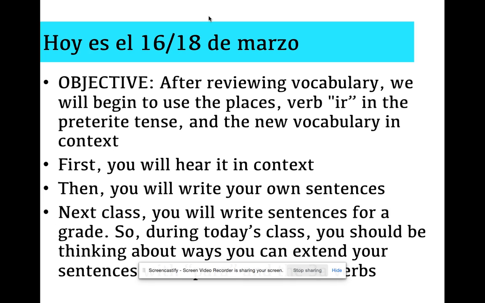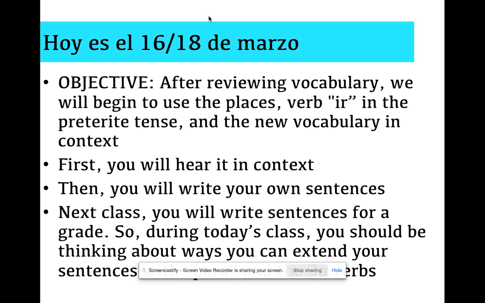Today is el 17 o el 18 de marzo, depending on when your class falls. Our objective today is to first review the places and the verb ir, and then we're going to start to use it in context. This will be a very useful lesson for you moving forward.